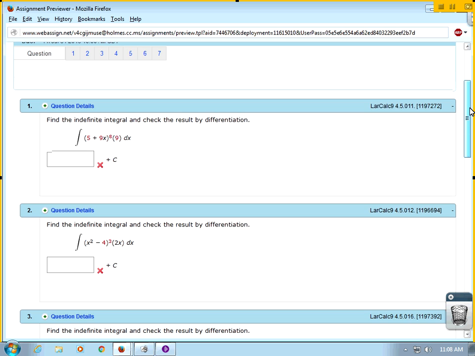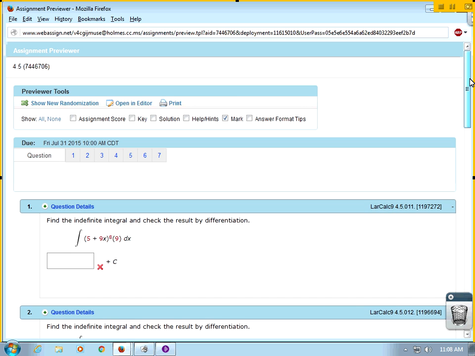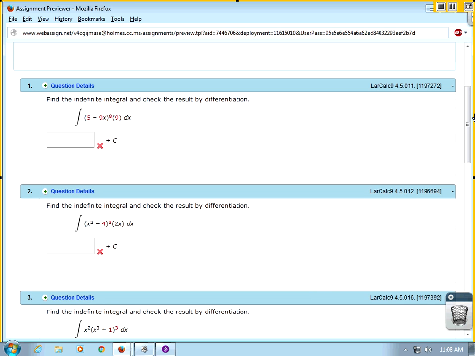Okay, students, so we're doing section 4.5 in the WebAssign. This section is on integration using u substitution.